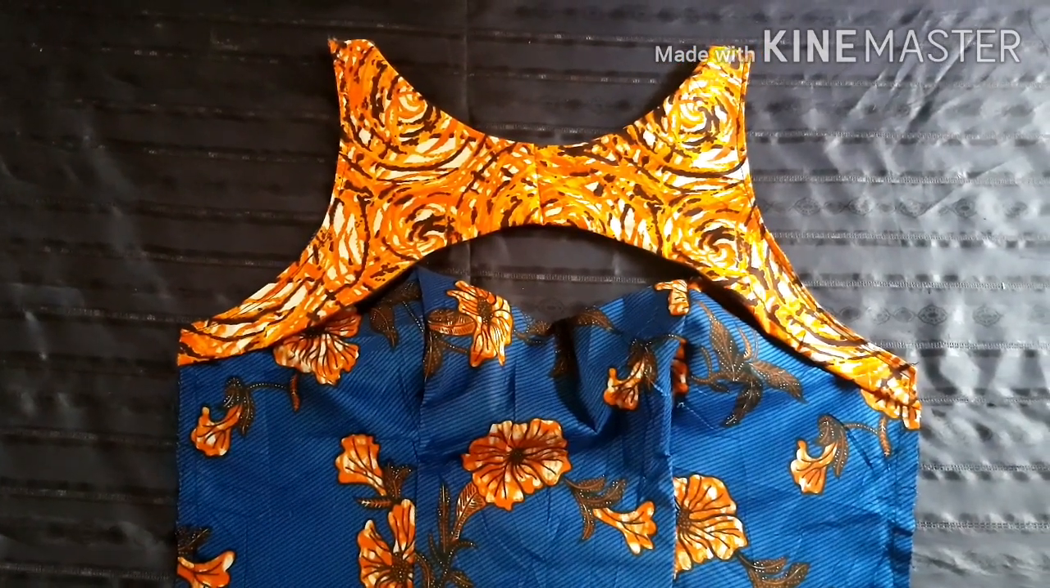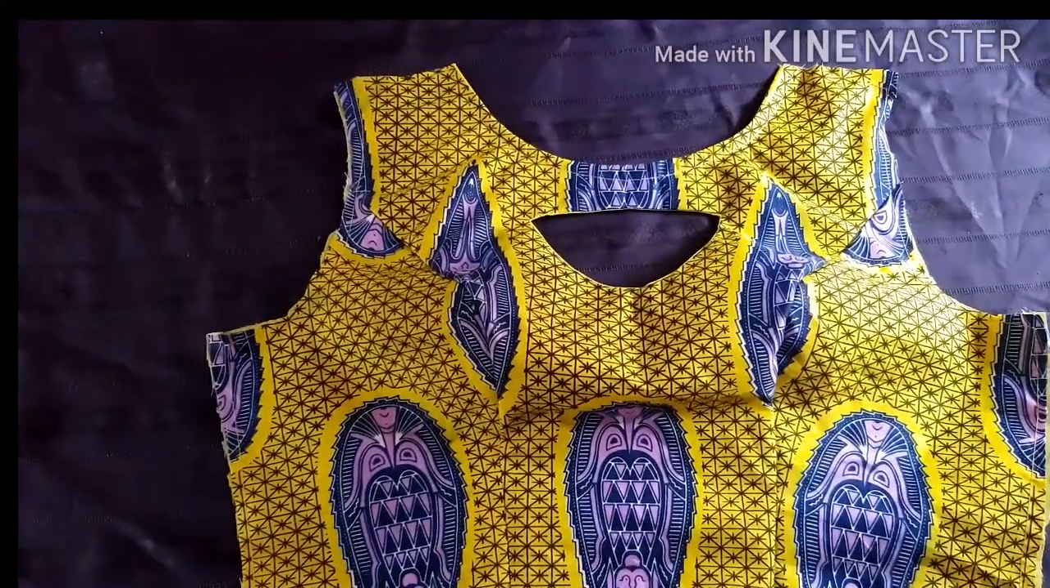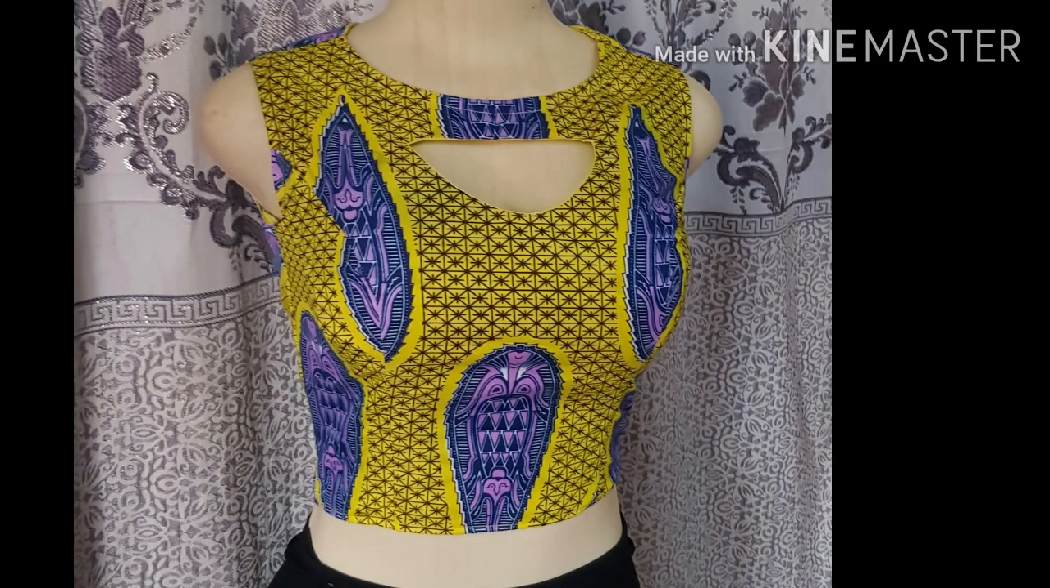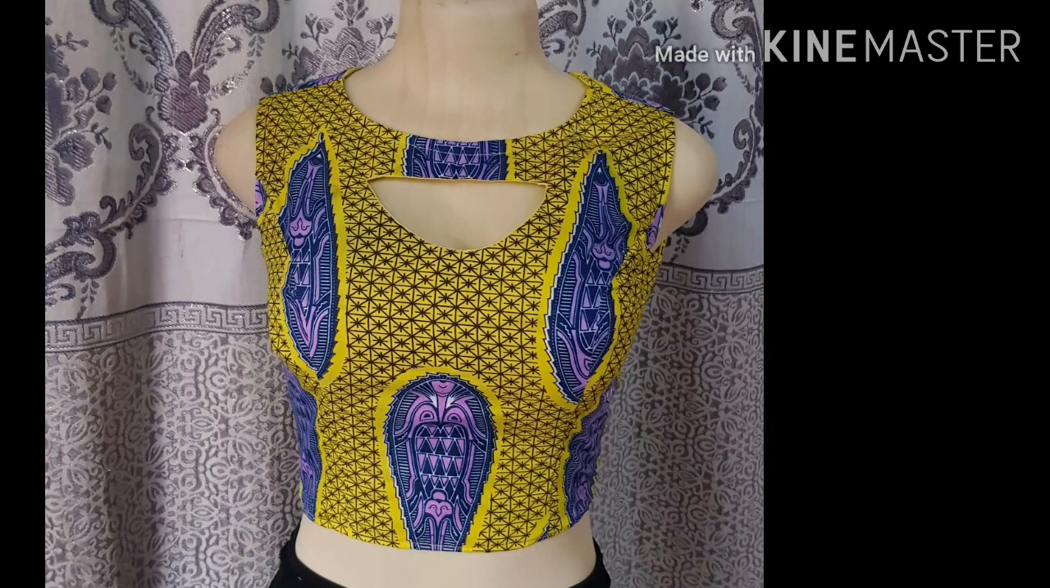So guys, after finishing off the neckline and the armpit area, I attached it to the back bodice, which is a basic back bodice, and my blouse is ready.